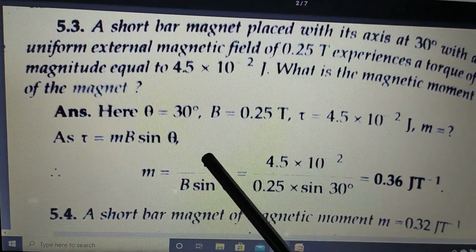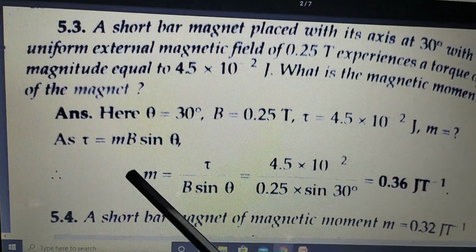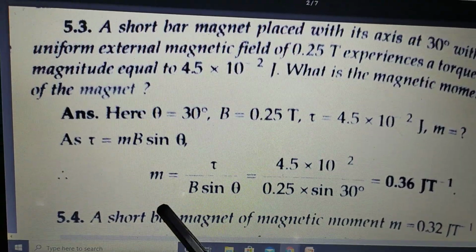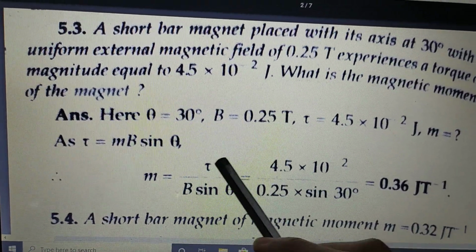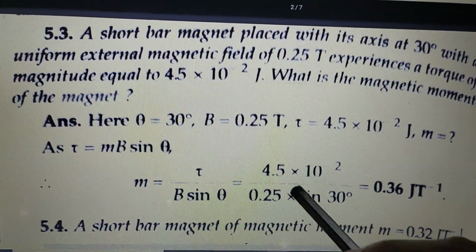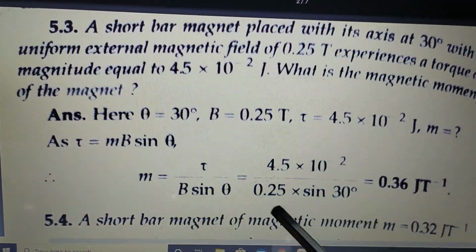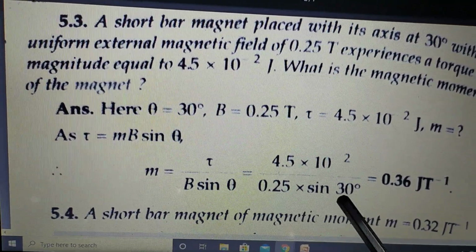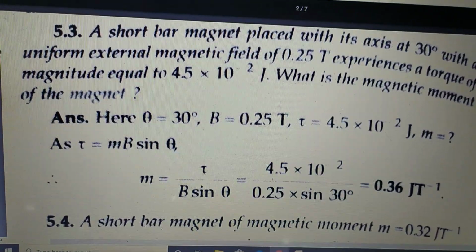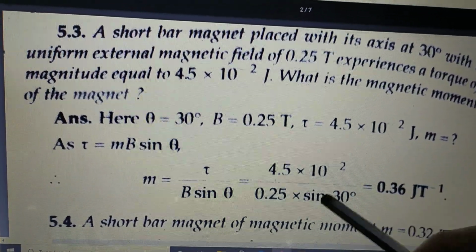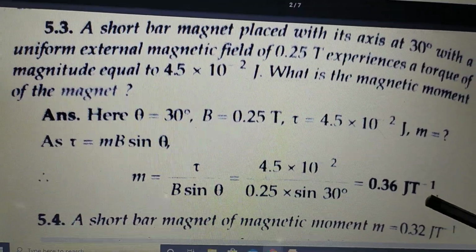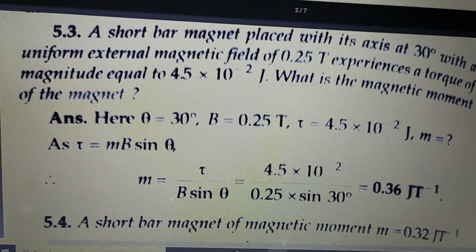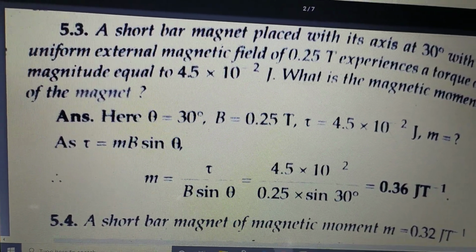We can simply put the magnetic moment on one side and all the other values on the other side, and we already have the values of tau, B, the magnetic field, and theta. So we put all these values in the formula and we get this equation. We already know that sine 30 is equal to half. By solving this equation, we get the value of the magnetic moment as 0.36 joules per Tesla, which is the SI unit of magnetic moment of the magnet.